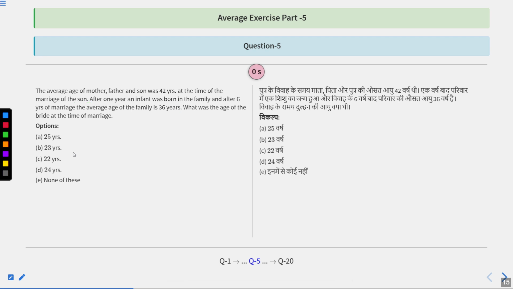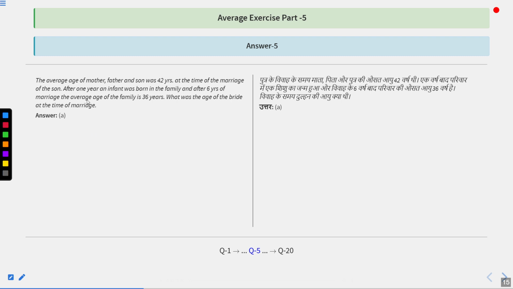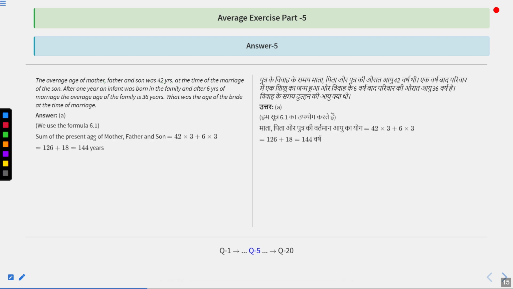Now time's up. Let's see the solution. The question says that the average age of mother, father and son was 42 at the time of the marriage of the son. So the sum of the present age of mother, father and son will be... because it is given in the question, after 6 years of the marriage, the average age became 36.